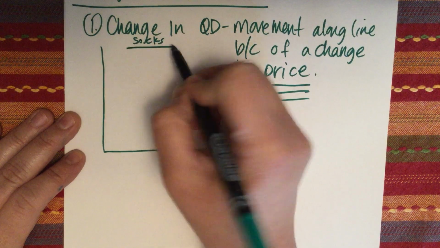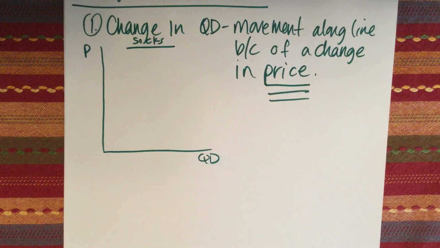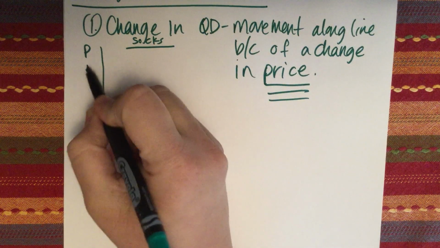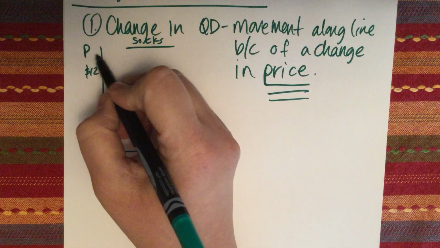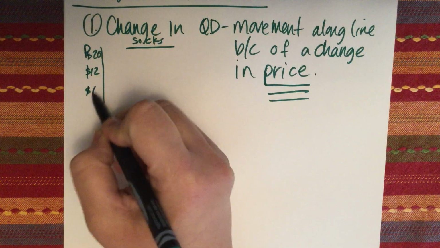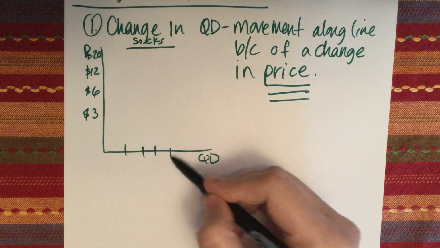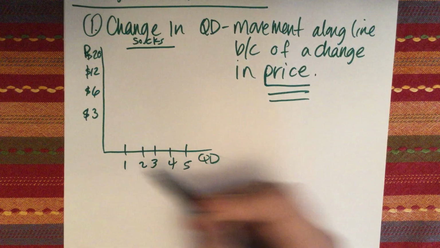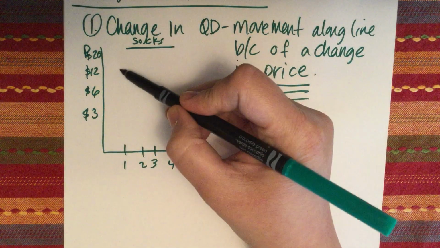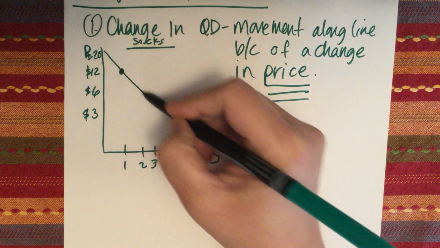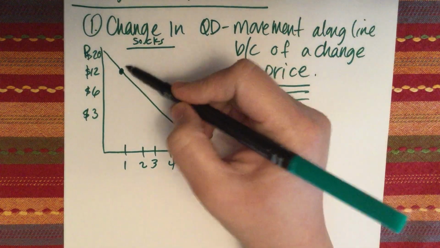Again, we have to label our market for socks. Here's price. And we said that at $12, we had 20, 12, 6, and 3. And then we also had 1, 2, 3, 4, 5. So at $12, let's say for example, we are demanding one. We'll just say that this is our downward sloping curve. We are demanding one pair of socks. So we're going to call this point A.